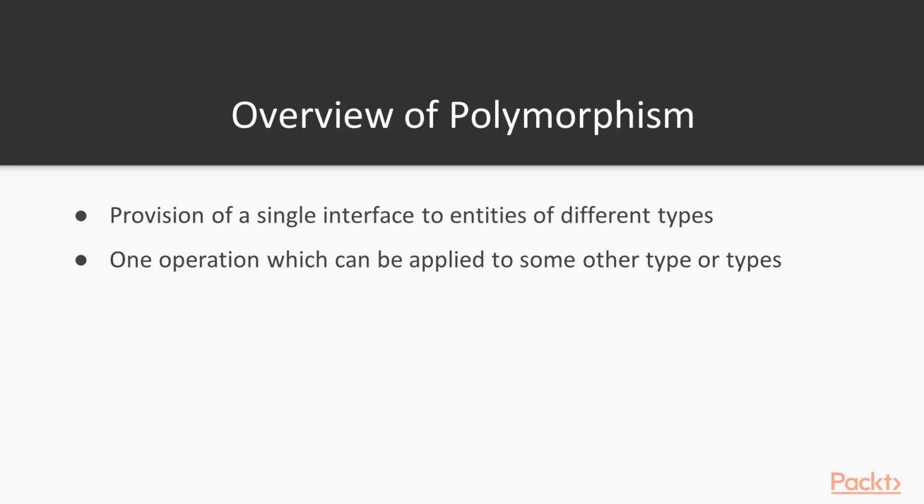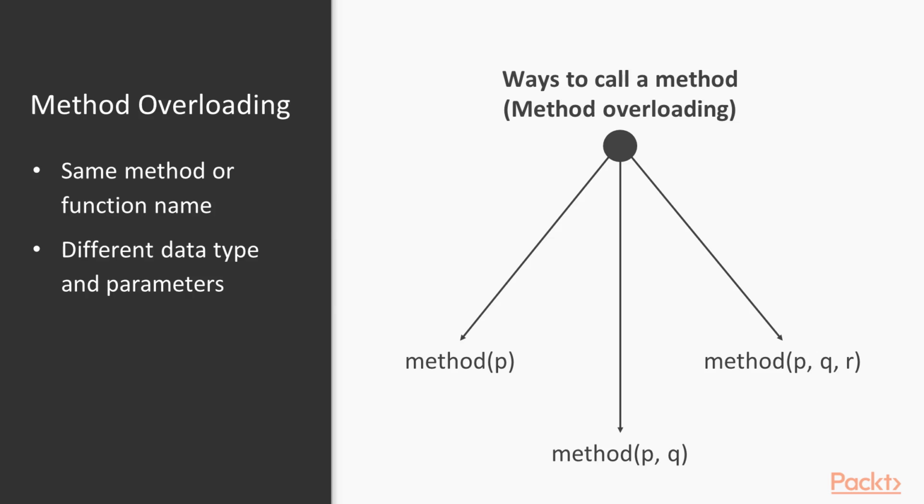If you are confused about the above definition, don't worry. You will get a hang of polymorphism once we learn about method overloading. So, method overloading, what is it? In a nutshell, when we define methods or functions of the same name, but with different data types and parameters, it is known as method overloading.